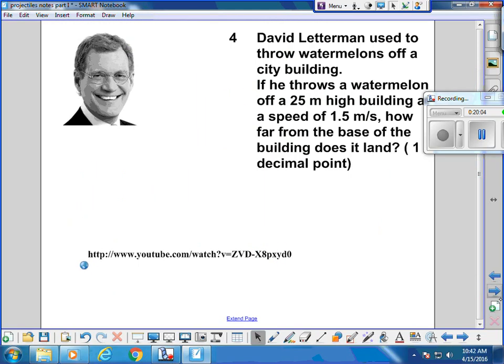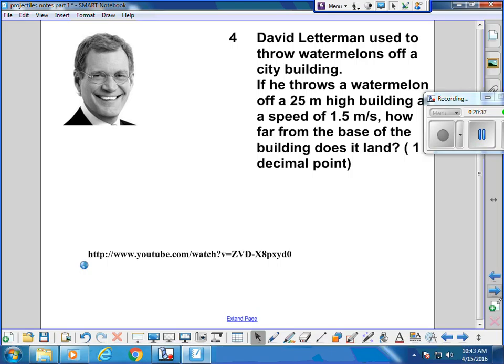Now, you guys probably never watched David Letterman, right? No? He looks like a goof? He was a goof. When I was a kid, I watched Letterman all the time, and he just retired recently. He doesn't look like that anymore. But when I was a kid, one of the things that he did was throw watermelons off buildings and TVs and various other things. So, an homage to my youth here, I'm going to say David Letterman used to throw watermelons off city buildings. It was like a fire tower kind of thing, I think.